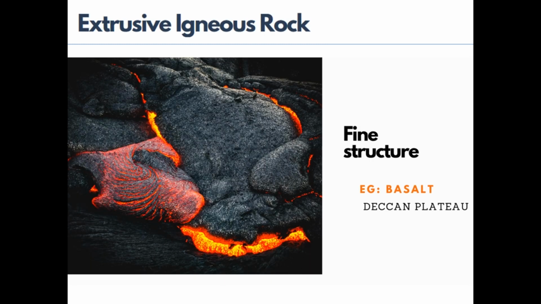We know whenever a volcano bursts, molten magma comes from Earth's interior to Earth's surface. The molten magma that comes to the surface rapidly cools down and solidifies. The hard structures thus formed are called extrusive igneous rock as they form on Earth's exterior surface. These rocks have a fine structure. An example of this rock is basalt. The Indian Deccan Plateau is made of this rock.